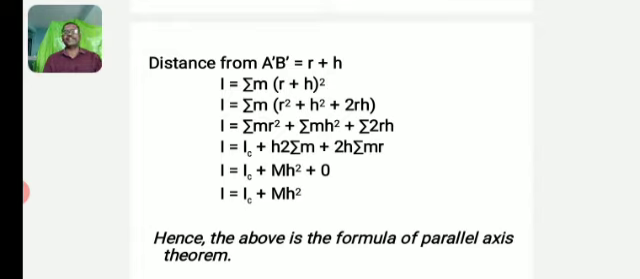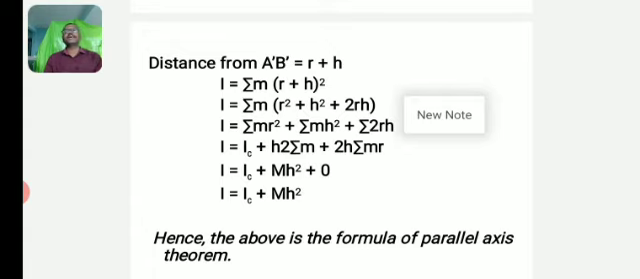By the basic expression, I is equal to m R square. I is equal to sigma m times R square plus H square plus 2RH. Then again I is equal to sigma m R square plus sigma m H square plus sigma 2 m R H. Further, this can be written as IC plus H square sigma m plus 2H sigma mR. Then I is equal to IC plus M H square, where sigma m, small m, can be replaced by capital M, the whole mass of the body, and the factor 2H sigma mR becomes 0. Then finally I is equal to IC plus M H square.